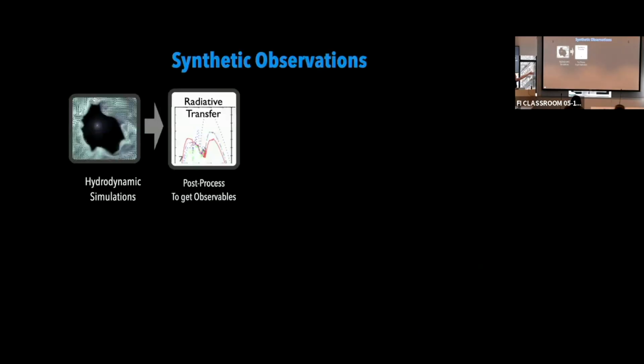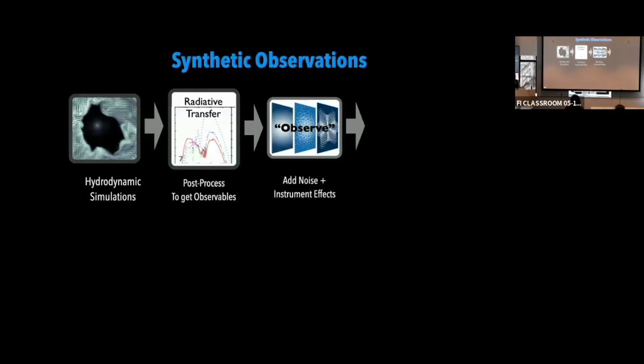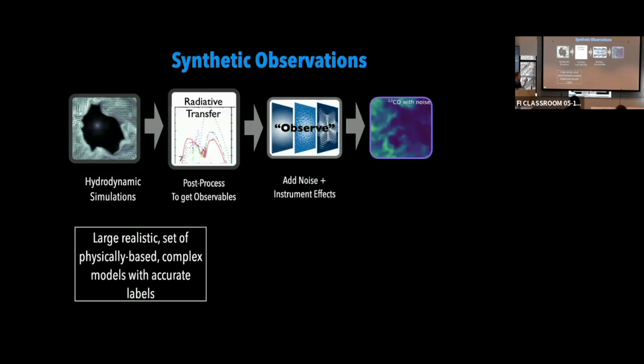Basically, we take our hydrodynamic simulations, we post-process them to get the observables, that is, we perform radiative transfer on them. We add in our noise and instrumental effects. And then at the end, we have our set of training data, a large, realistic set of data that's complex and has accurate labels. One thing I should mention is that in these codes, the nice thing is that we have tracer fields. So they trace out the feedback, and so we have exact ground truth. We know at every point where the outflows are. We know at every point where the stellar winds are. And this gives us very nicely labeled data.